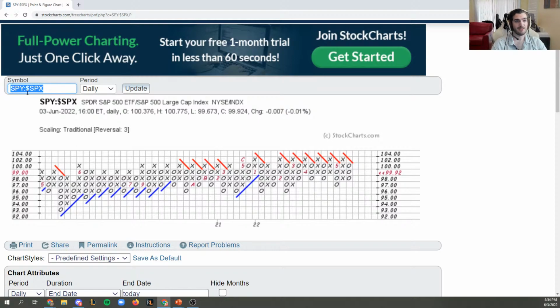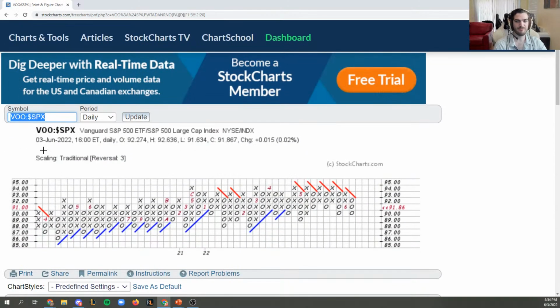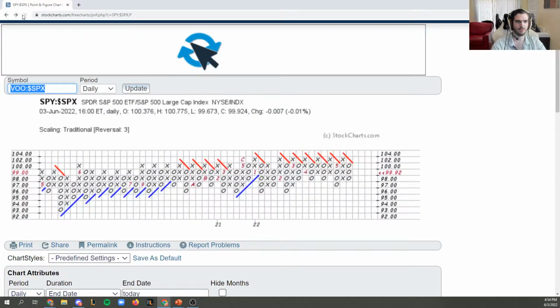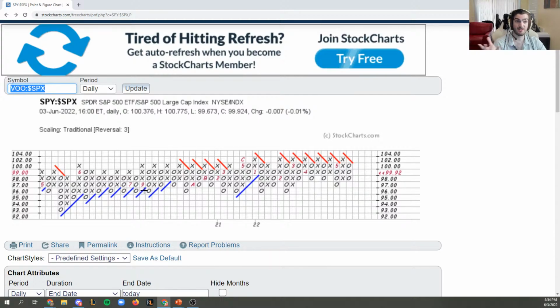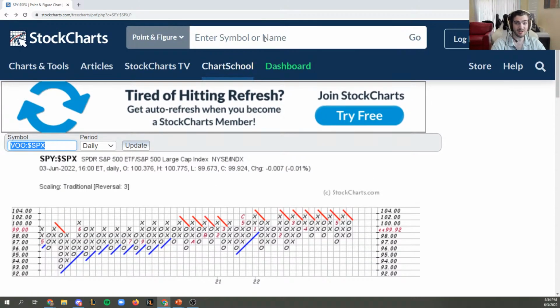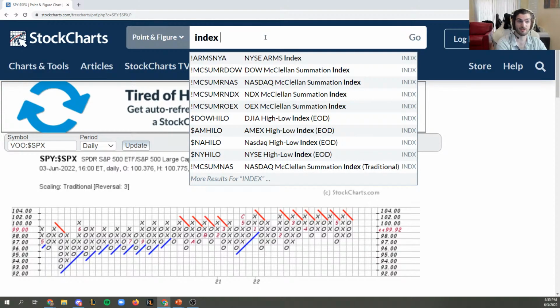So this lets us see SPY compared to $SPX. We can also do VOO, where we see a very similar thing, but a little bit more change. We have more columns of 4s and 5s than we did for this chart, where it's mostly 3s and 4s. The bigger the column, the bigger the difference is between that ETF and its index. If you're ever curious to find an index, my recommendation, search index and then whatever you're interested in.